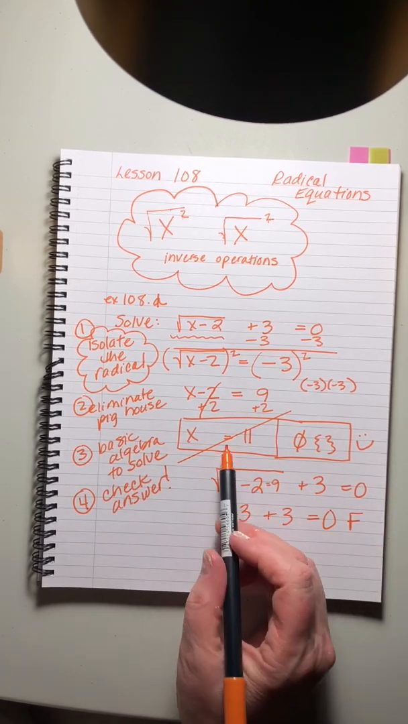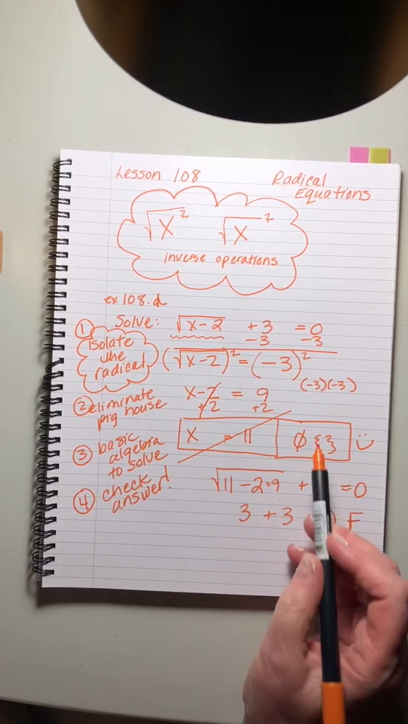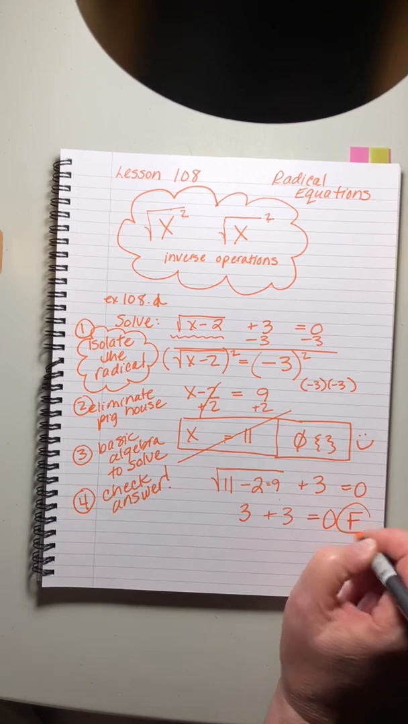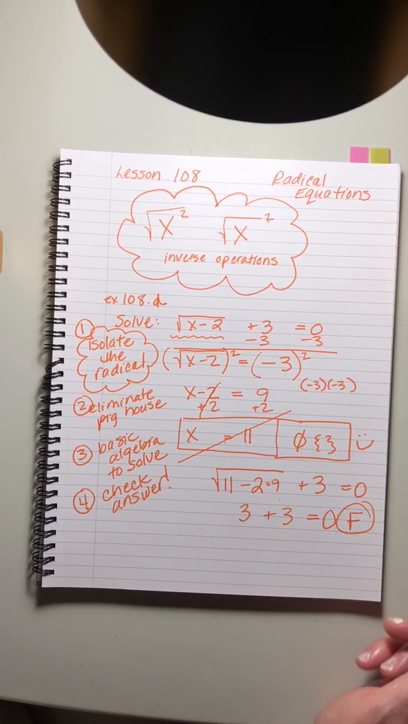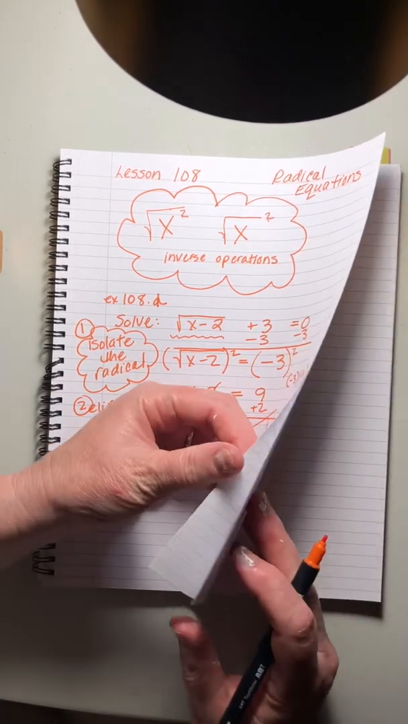But if this were on a test, I want to see this, I want to see the check, and then I want to see that. I want to see you say it's false, too. Okay? So, that's how we do these problems.